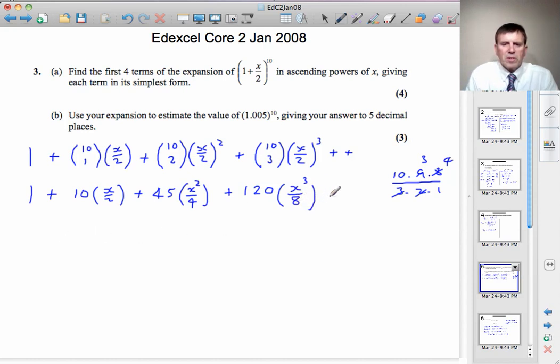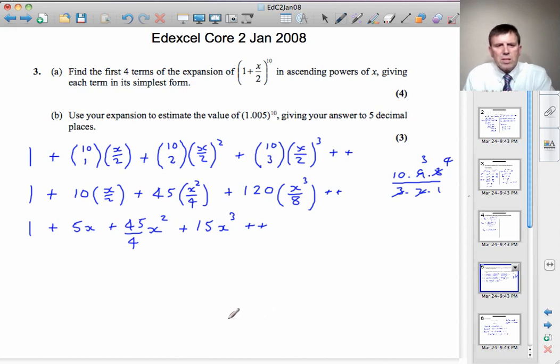Right, one final simplification. Just put some plus signs there to show there actually are some more terms. 1 plus 10 times x over 2 is 5x, plus 45 over 4, or you could write 11.25 x squared, plus 120 divided by 8 is 15, so it's 15 x cubed, plus the terms we're not bothering to find. And that completes part A.